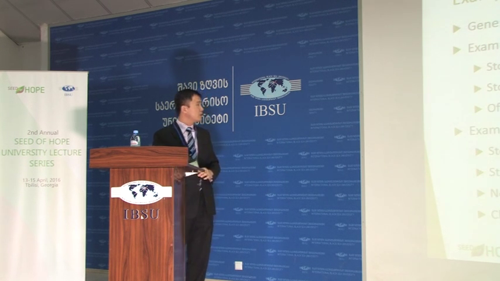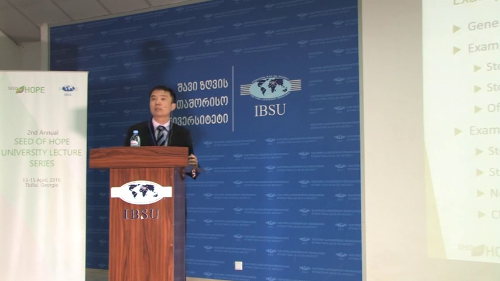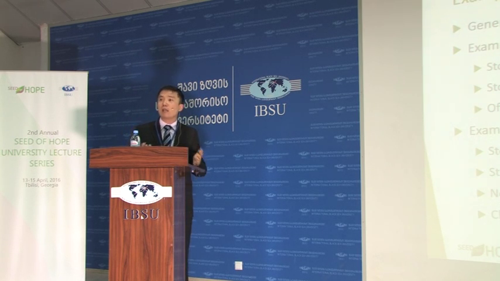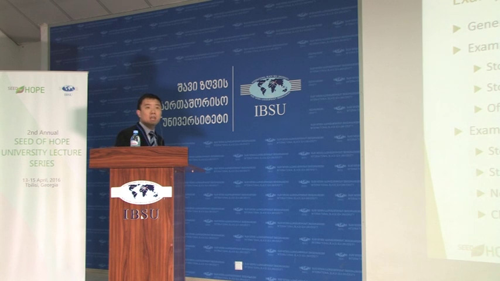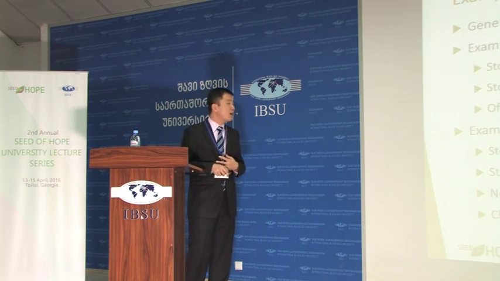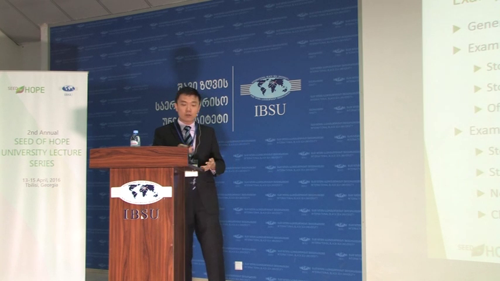Now, what about this? When A has better return than B, but it also has worse risk, which one would you choose? Yeah, A or B, right? It's not clear. Some people want higher return and some people want lower risk. There's no clear trade-off here. But fortunately, we don't have to choose just one. We can choose a combination of A and B. For example, you can invest 60% in A and 40% in B, or 30 and 70, or 80 and 20, and so on and so forth.